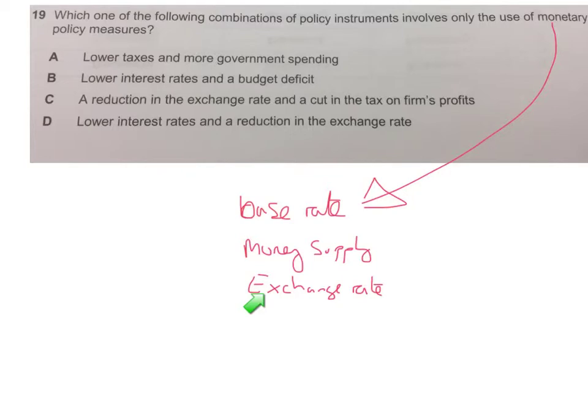Lower taxes and more government spending. That's definitely wrong, because that's to do with fiscal policy. Lower interest rates and a budget deficit. That bit's fine, because interest rates is fine, but a budget deficit, again, that's to do with fiscal policy. That's wrong. A reduction in the exchange rate, that's good. And a cut in the tax on firms' profits, that's wrong, because that's again to do with fiscal policy.